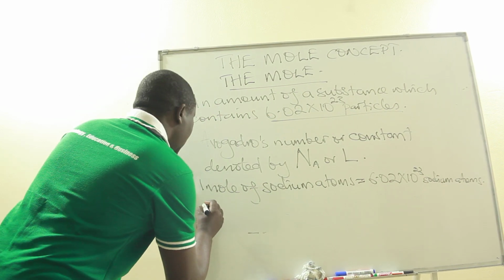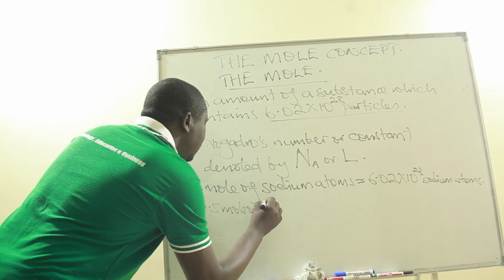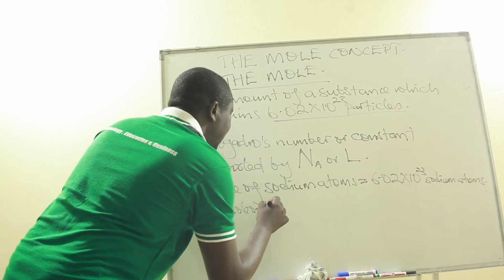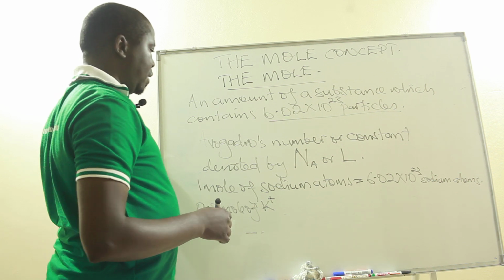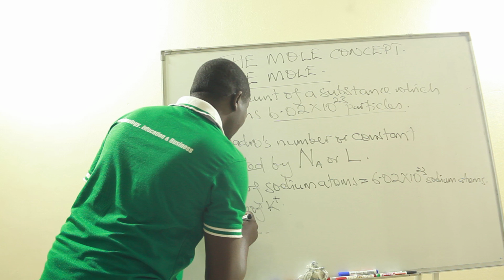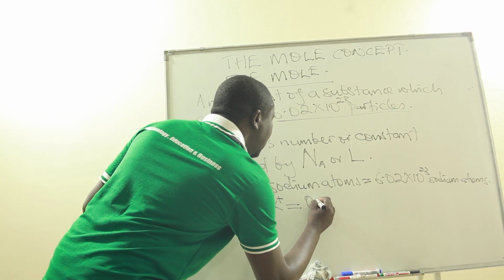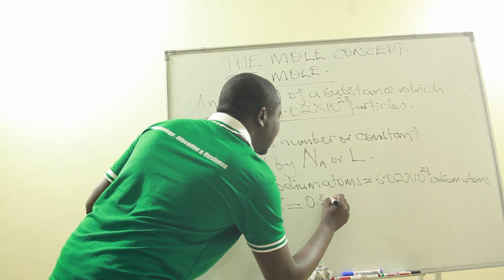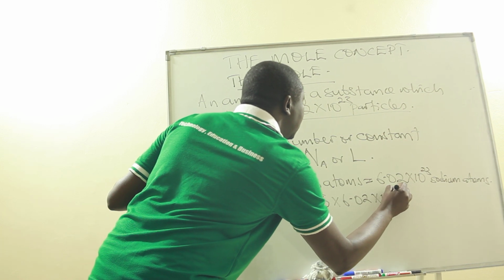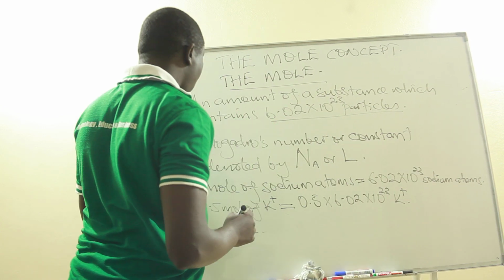When I talk of 0.5 mole of potassium ions, this is how we present potassium ions. So 0.5 mole of potassium ions consists of 0.5 times 6.02 times 10 raised to the power 23 potassium ions.